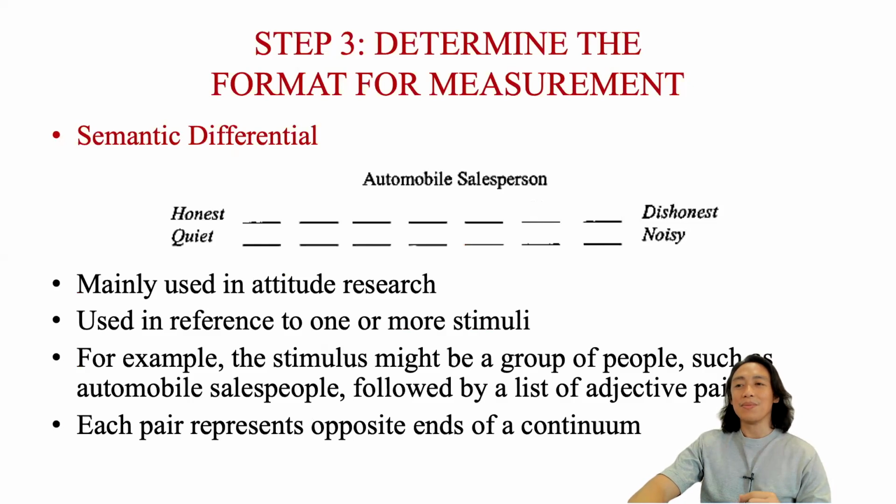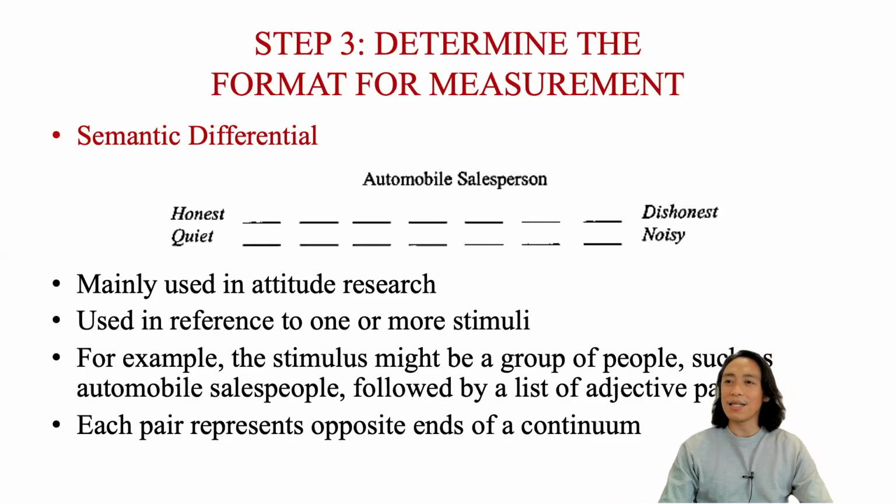If I am to rate this, I'd probably choose the middle ground. I wouldn't say that an automobile salesperson is automatically honest or more dishonest. I think that's more of a characteristic of the individual. Between quiet and noisy, I'd probably lean towards more noisy, considering that part of the skill of a good salesperson is to talk and to convince people. So probably leaning towards this side. So this is an example of a semantic differential scale. It's mainly used in attitude research.